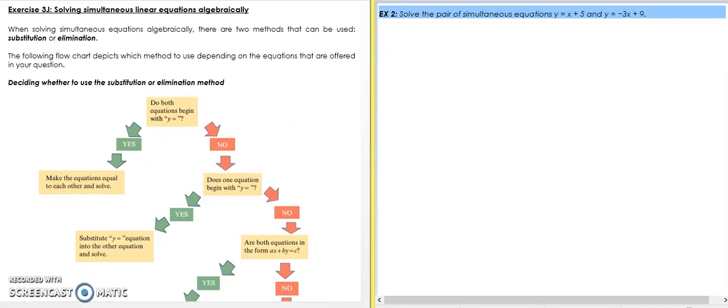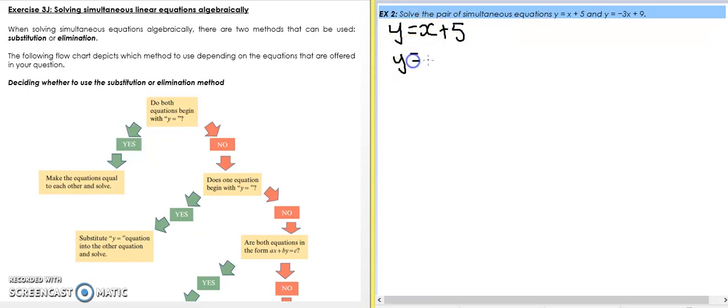So what it means by that is it's saying because y is equal to x plus 5, and y is also equal to negative 3x plus 9, we can make them equal each other. So the first thing I'm going to do is write out each equation.